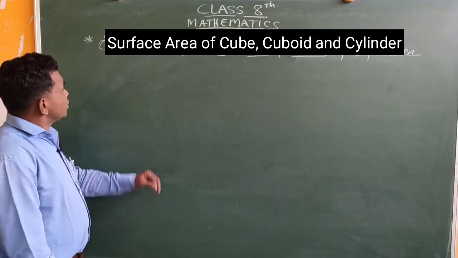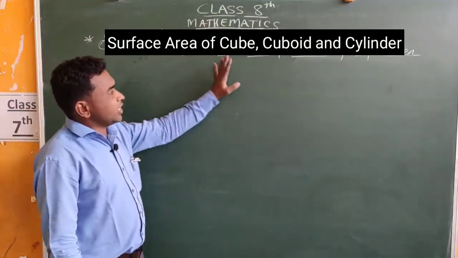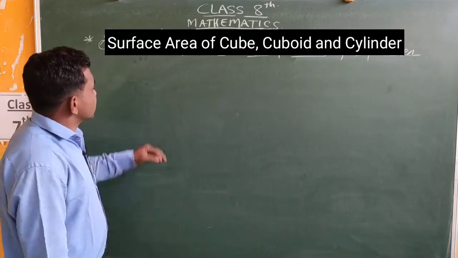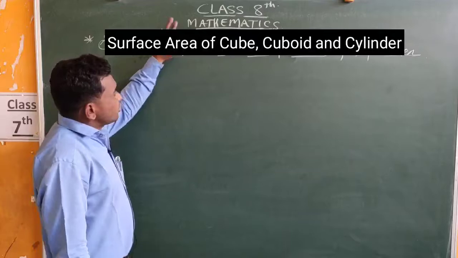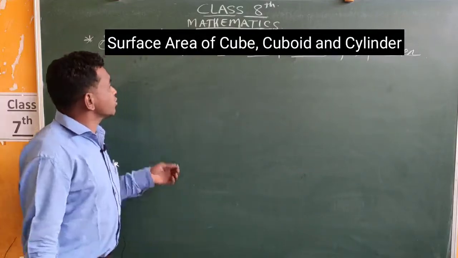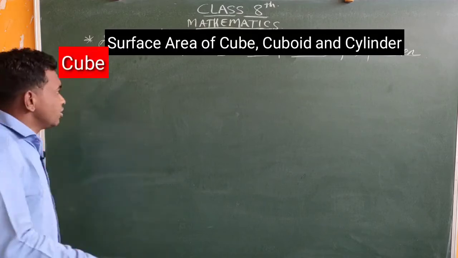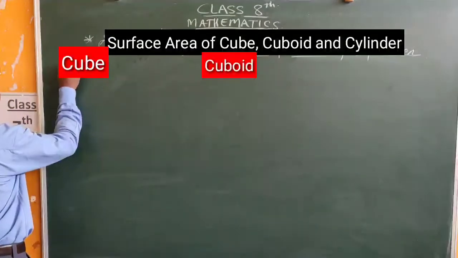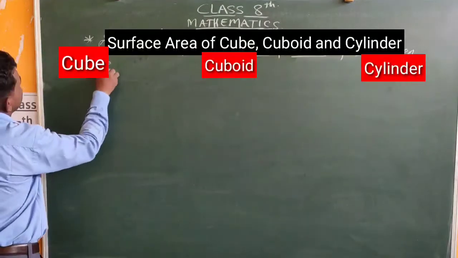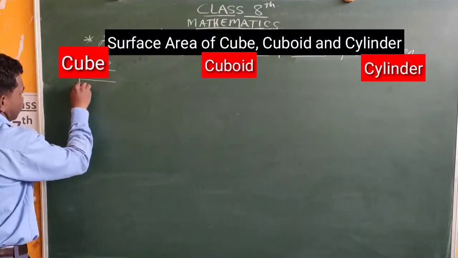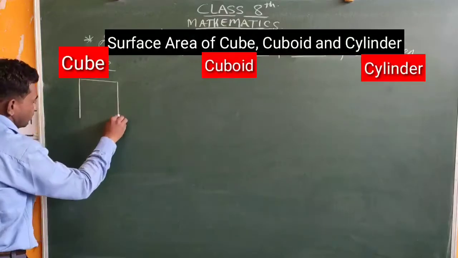Today we are going to take up the topic of the surface area of the cuboid and the cylinder. This is the start of our Class 11 chapter, Mensuration, and today's topic is the surface area of the cuboid and the cylinder. First we have to consider the cube. For the cube, just draw the figure of a cube.